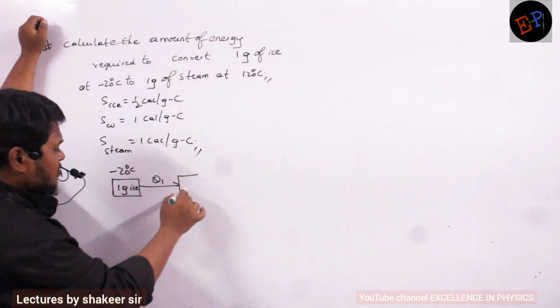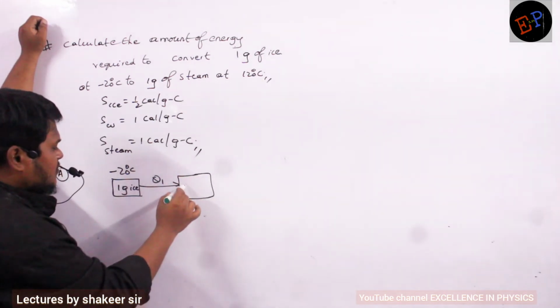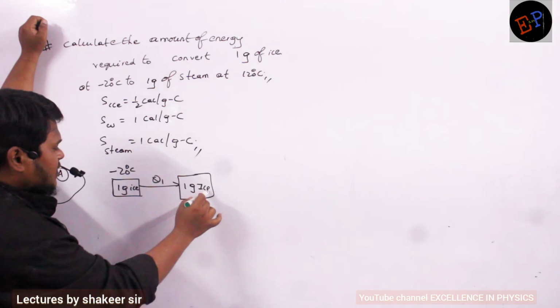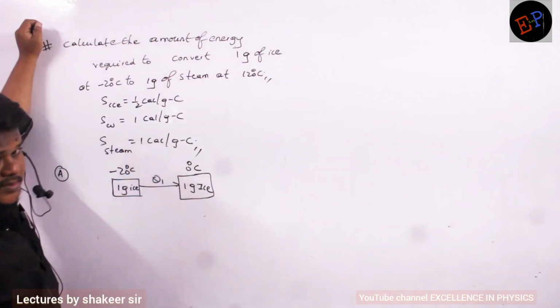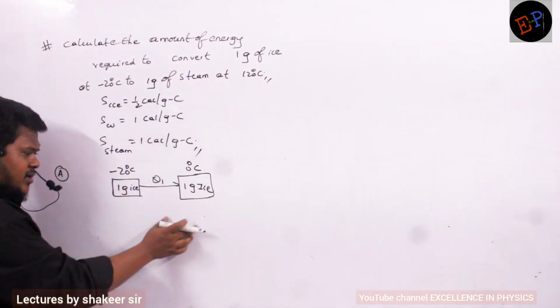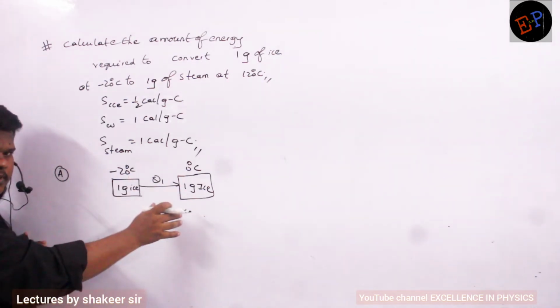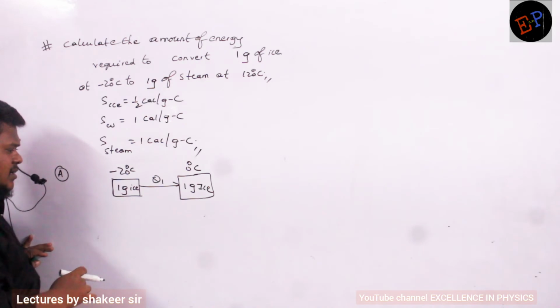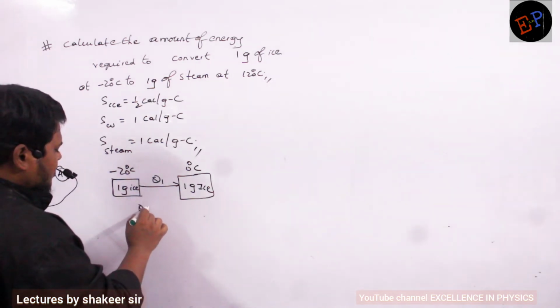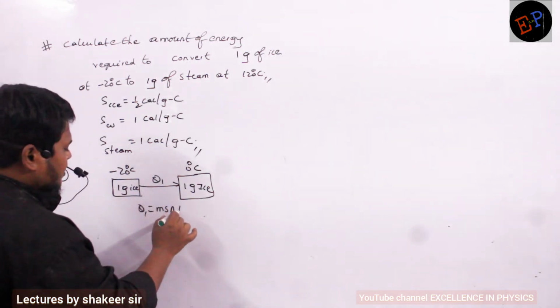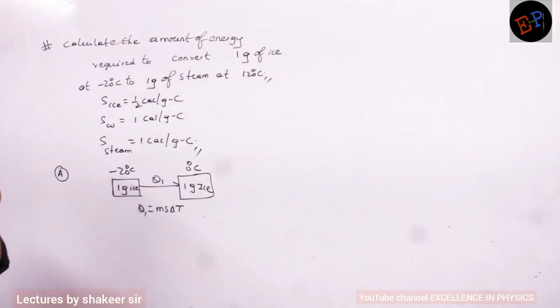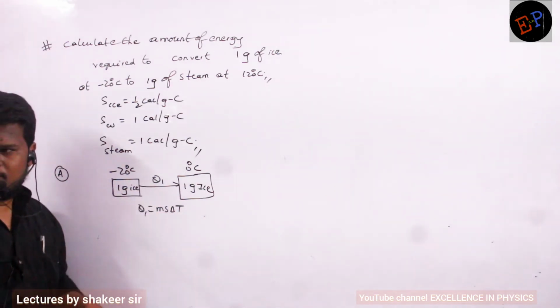Then first of all, it should convert into 1 gram ice only, but the temperature should be 0 degrees Celsius. So from minus 20 to 0, state is not changing. Ice is remaining to be ice only. And Q1 value, what is the formula? Q1 is equal to m s delta T. Why do I have to use m s delta T? Because temperature is changing.